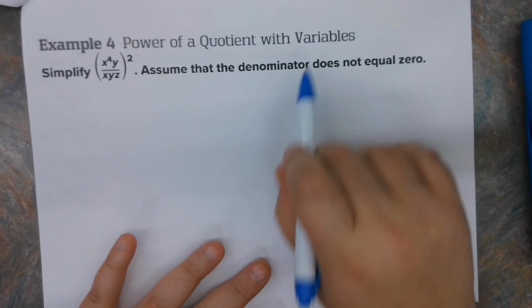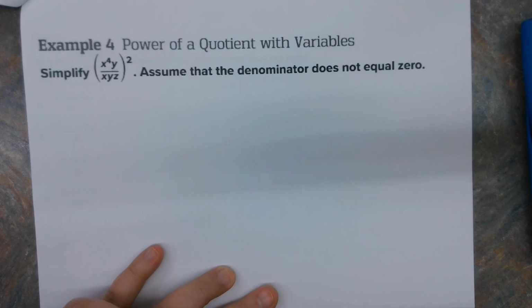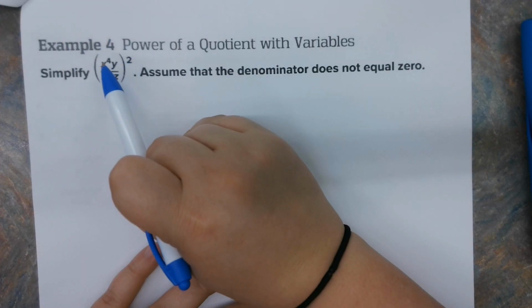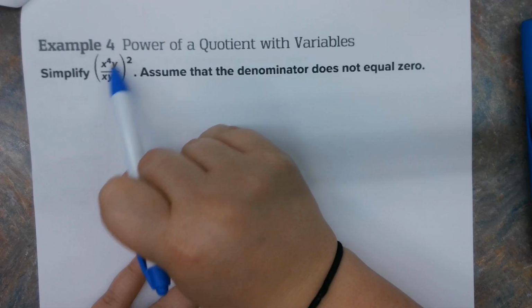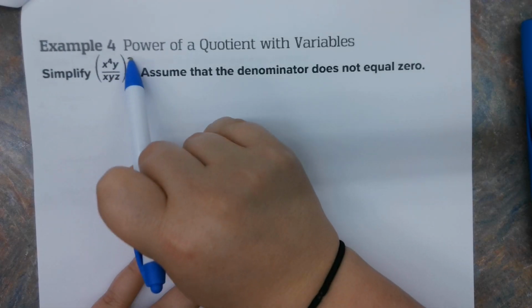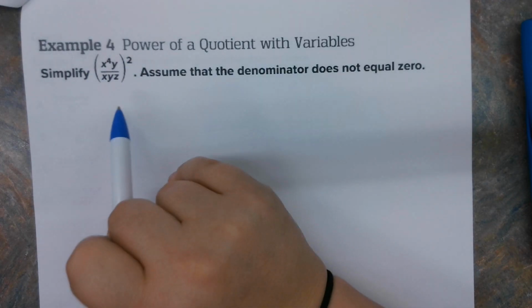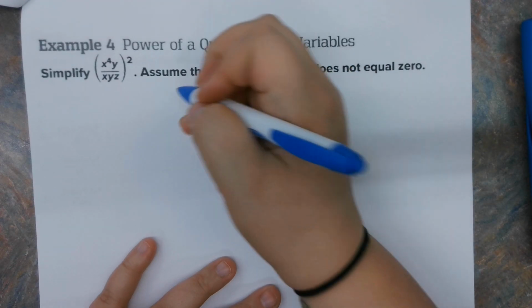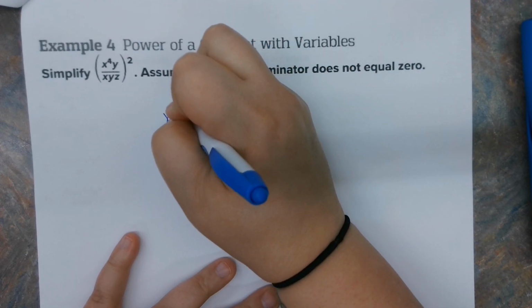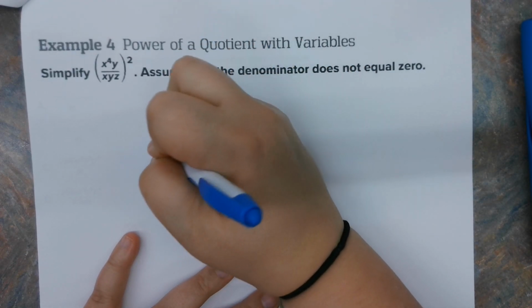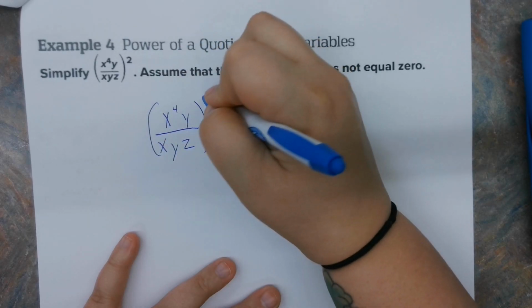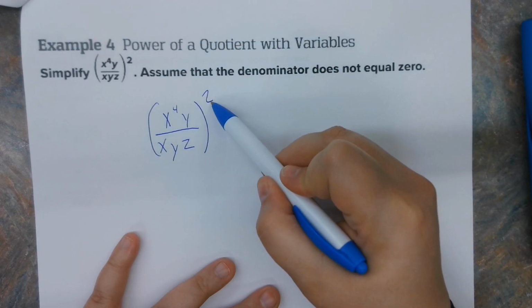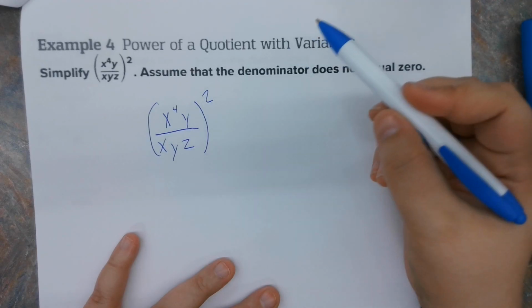Now we're doing a power of a quotient with just variables. So we're going to do the same thing, but then, look, I've got x on top and x on the bottom. So first I'm going to multiply all my exponents, and then I'm going to subtract. So I'm going to rewrite this. You can't subtract first because you have to do exponents first. Order of operations, exponents first.